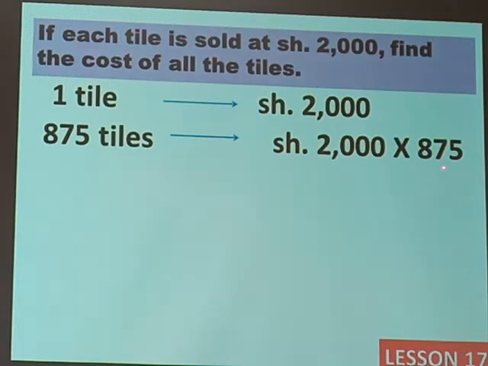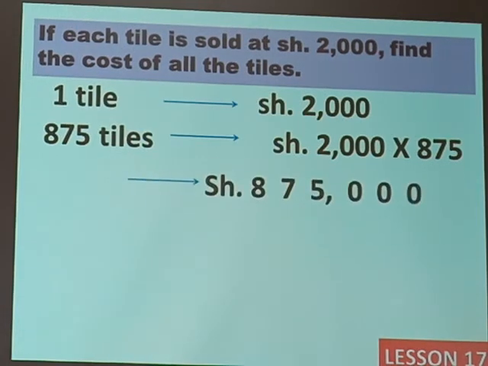But I can simplify this because this will take us long. How do I simplify it? I can transfer these 3 zeros to this number here, 875, so that I will only multiply by the 2. So instead of having 875, now I have 875,000. I have also transferred the shillings from this 2 to this number. All that's the same. A trick of simplifying multiplication.